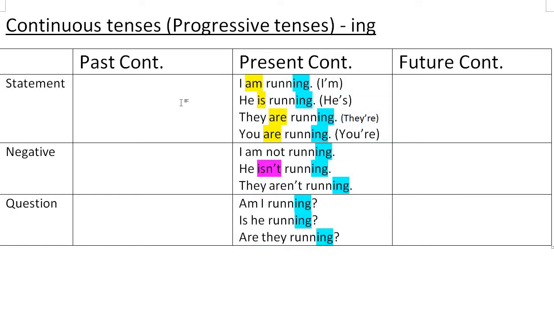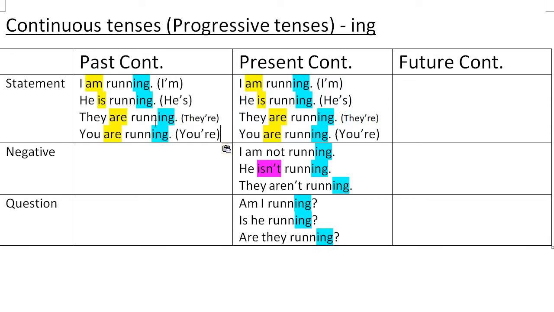Okay, right. So let's then get to past continuous tense, which is basically the same, except instead of am, is, and are, we have was, and we have were.